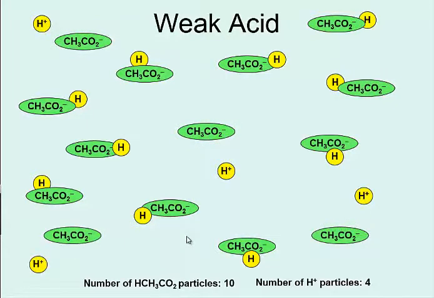Okay, only some of them are going to break up. There's a lot more of these acetic acid molecules still together than there are hydrogen ions in solution here. Got it? To get the same pH, I've got to have a whole lot more acetic acid molecules than I had of hydrogen chloride molecules. Make sense? Because the pH measures the number of hydrogen ions in the water.